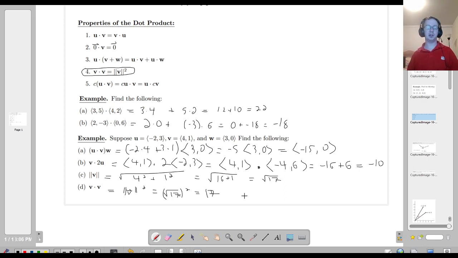Okay, it's also possible to use this property in reverse. If I dot a vector with itself, if I want to find the magnitude, just take the square root of that number. Okay, so that can be kind of a useful trick to move back and forth between magnitude and the dot product of a vector with itself.